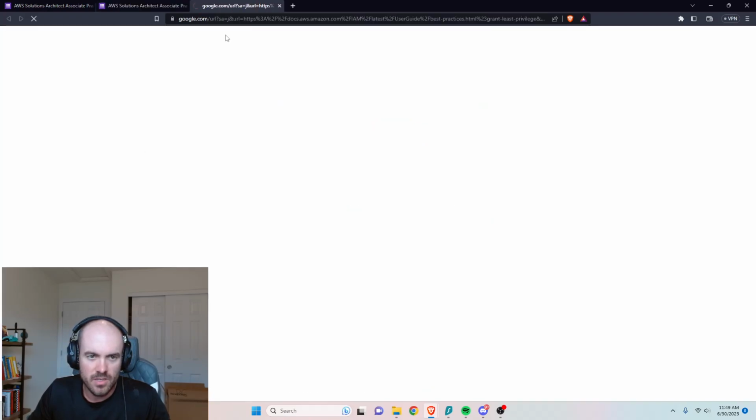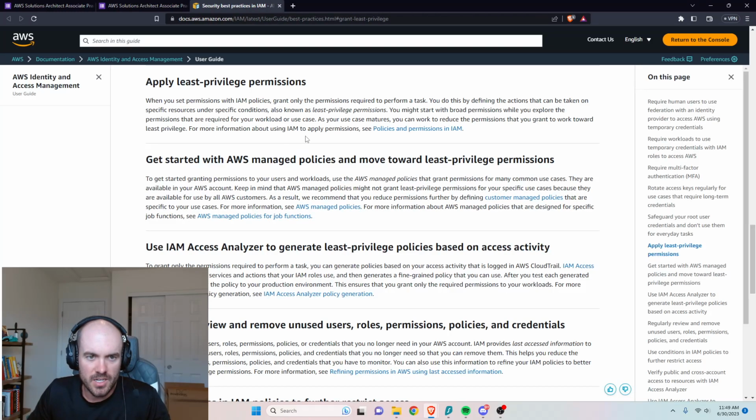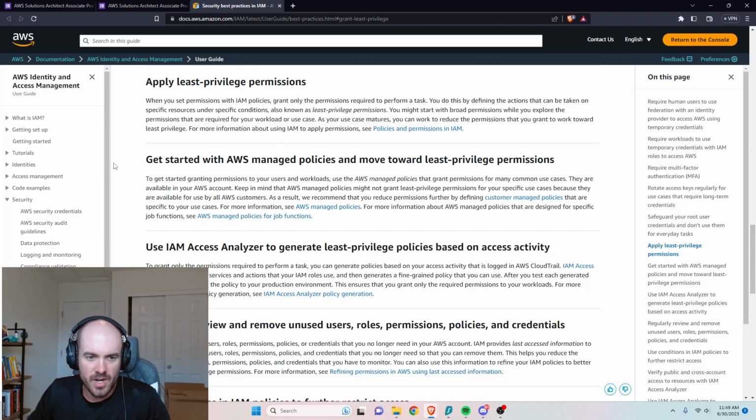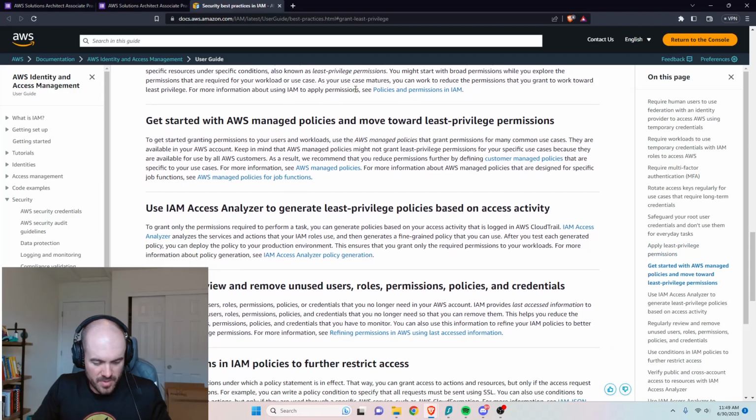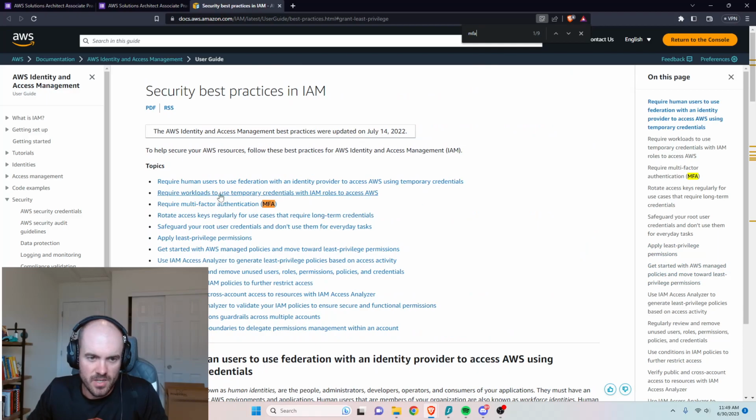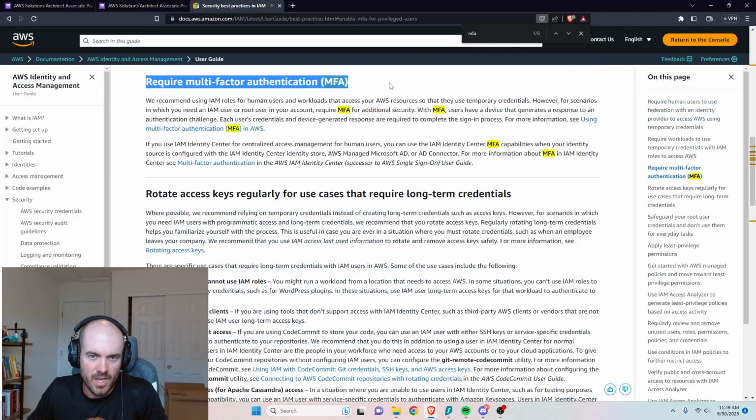So here is the principle of least privilege and a list of other security best practices if you want to go through here. Definitely important to get familiar with these, but as you can see, least privilege permissions here is one of them. And I believe MFA is also going to be in here. Yep, so require MFA, that is another one. All right.